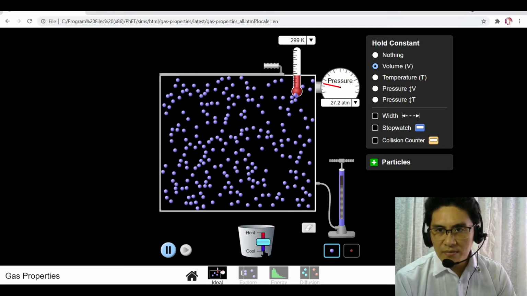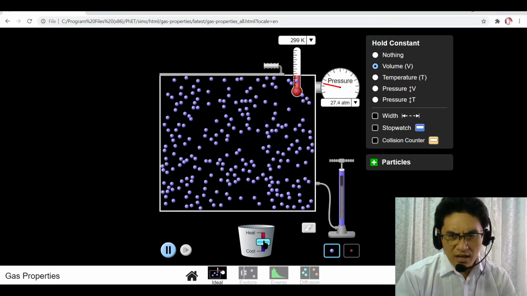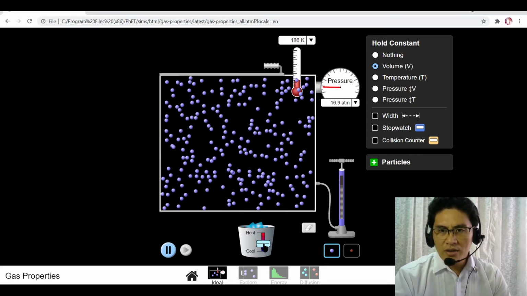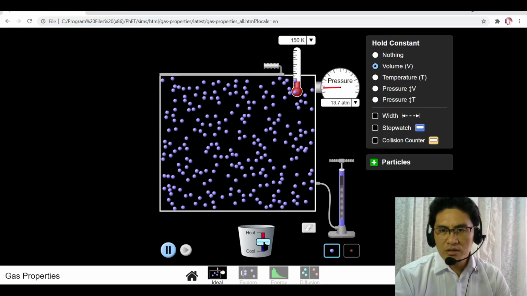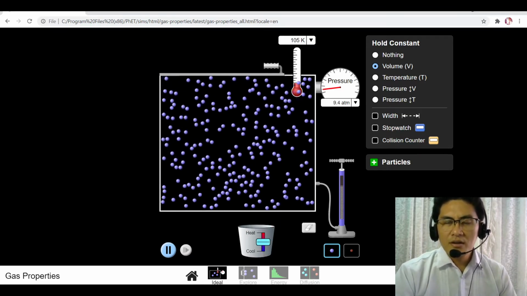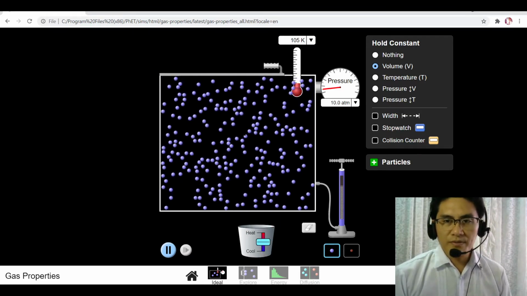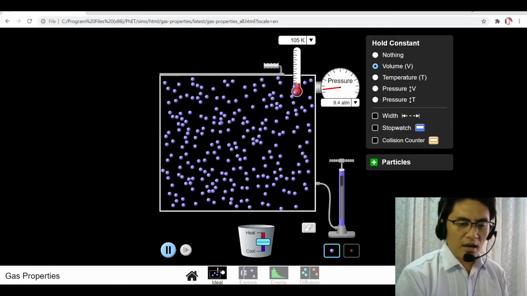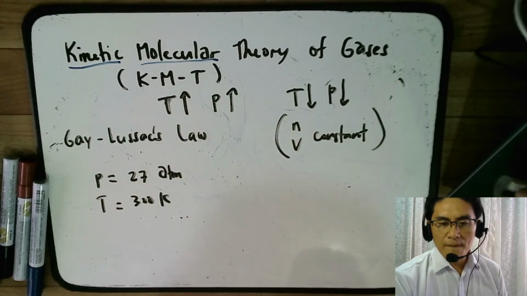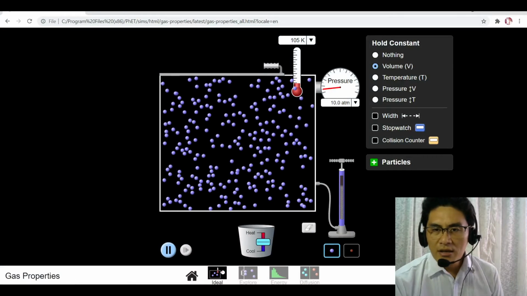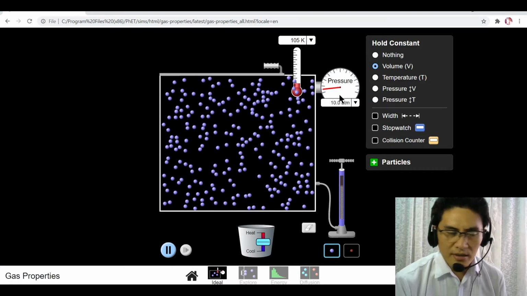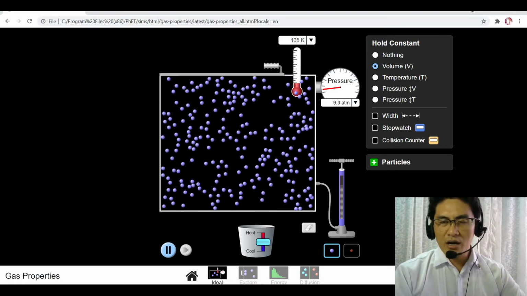notice that the particles are moving slower. I can even decrease it lower so that the change is obvious to you. Let's do 100 Kelvin. If you notice here at 100 Kelvin, the particles are moving slowly. But more importantly, we are looking at the relationship between temperature and pressure. So let's look into that. Here the pressure is now 10 atm.